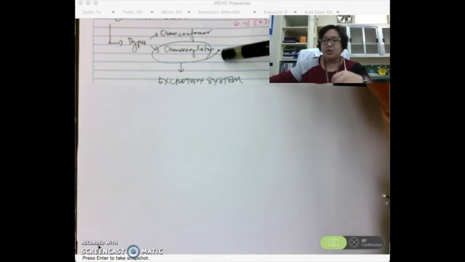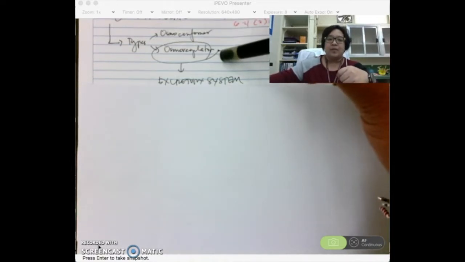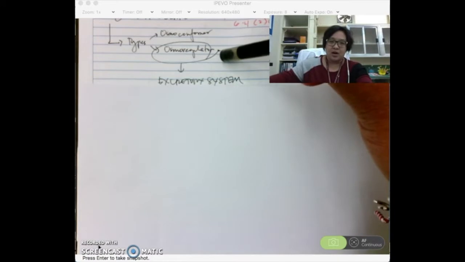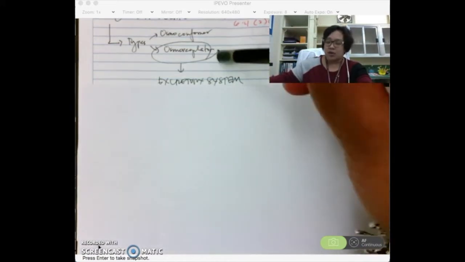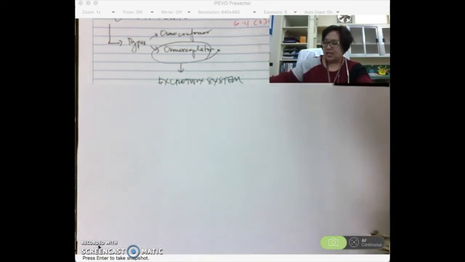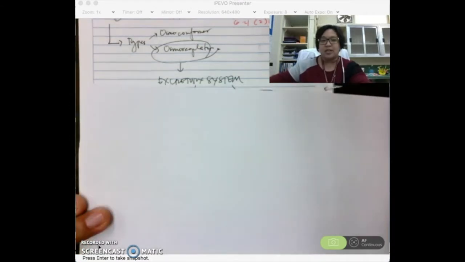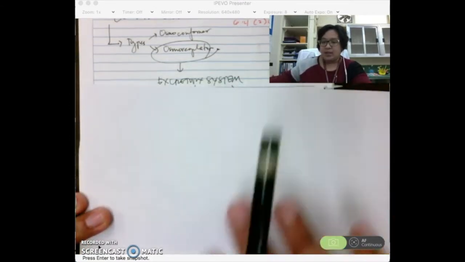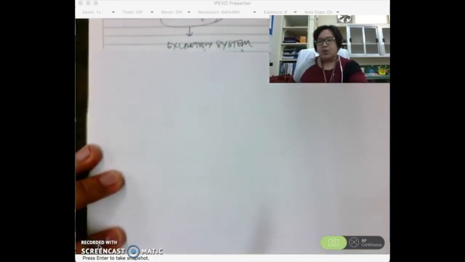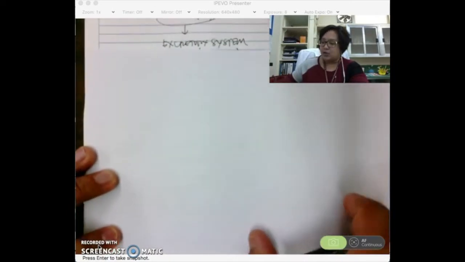Okay, but humans are capable of regulating our osmolarity because we have an organ called the kidney, and some aquatic organisms don't have a kidney to regulate the osmolarity in the fluids of their body. So what do we need to learn here in the excretory system?